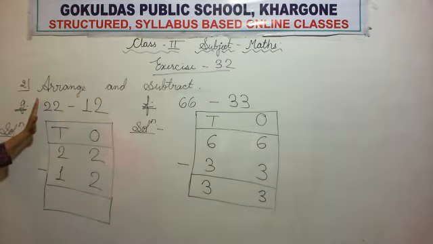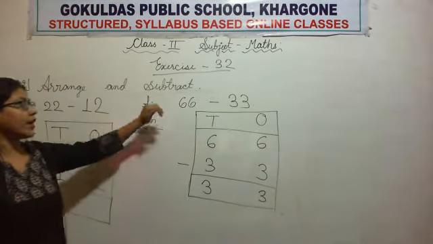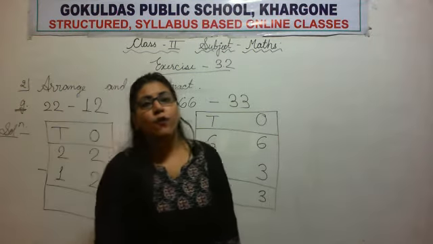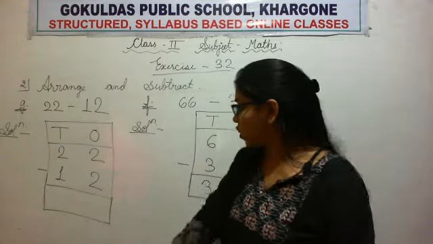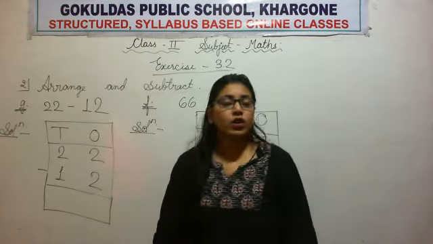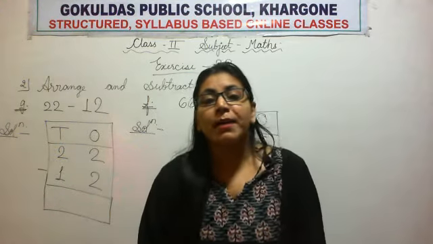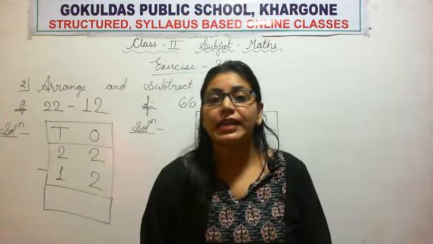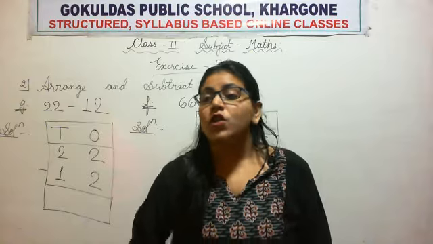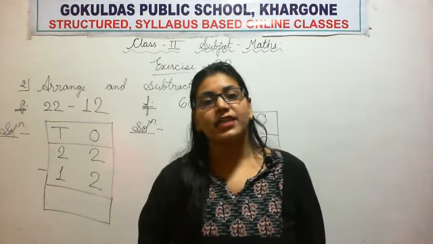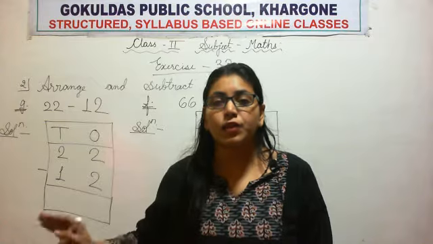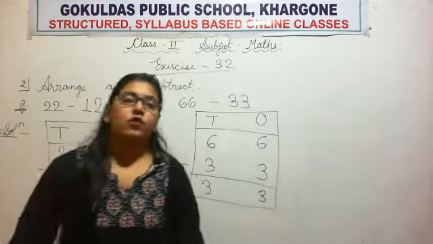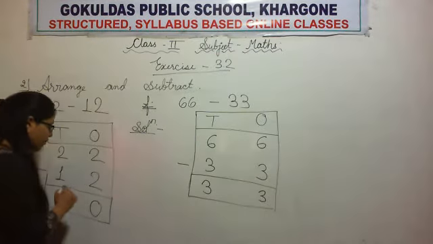We arranged the numbers. Now it's time for doing the subtraction. First of all, we'll subtract ones from ones. So 2 minus 2. Remember the subtraction property: whenever a number is subtracted from itself, the result will be 0. So here 2 is getting subtracted from itself, that is 2 minus 2. So the result will be 0. So let's write the number 0.